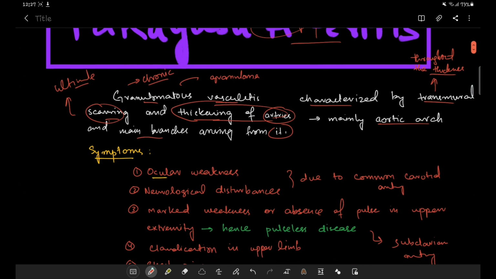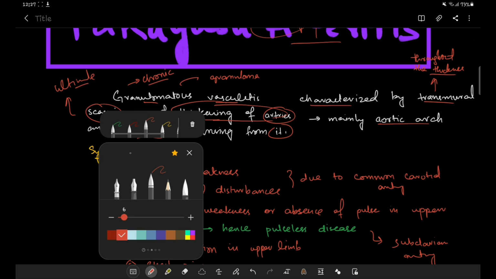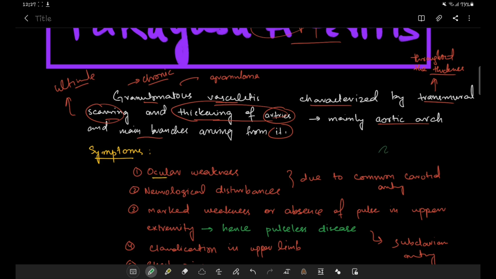For example, if we can, it is a heart and it is the aortic arch. So it involves mainly this aortic arch and the main branches arising, for example, the carotid arteries, the subclavian arteries, etc.